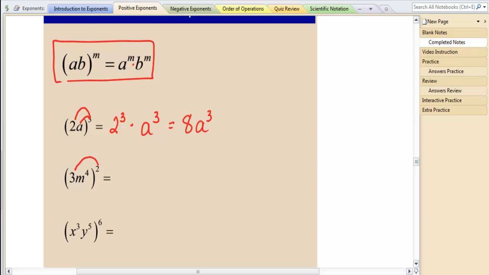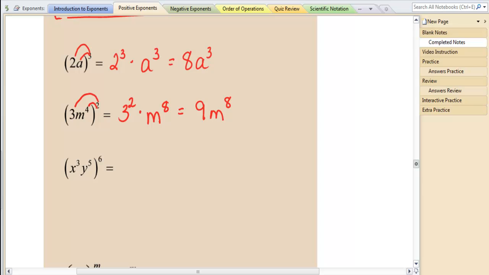If you think you're going to raise 3 to the second power, you're correct. What else? We're going to raise m to the fourth to the second power. So we're going to use the rule we learned of raising an exponent to an exponent. What operation should you perform with the 4 and the 2? If you said multiply, you are correct. So what's 4 times 2? 8. And what does 3 squared equal? 9. So this equals 9m to the 8th.